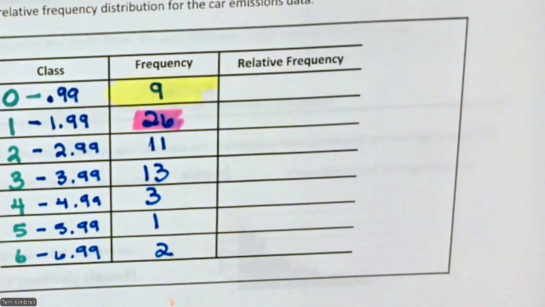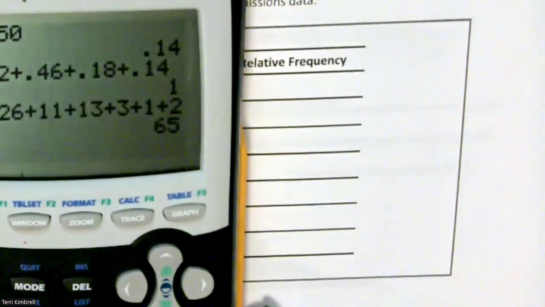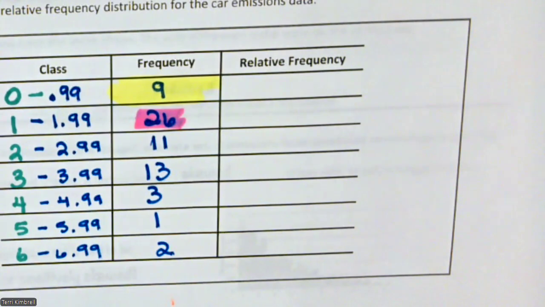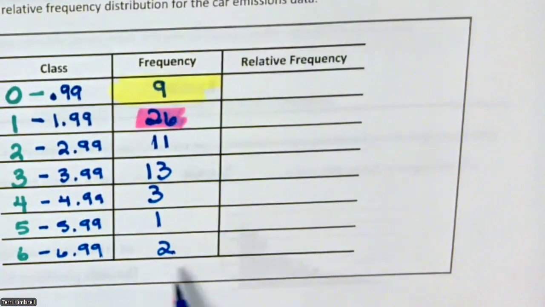Okay, once you get all your counts, what you want to do next is add them up, and make sure you haven't made a mistake and that it totals the 65. Okay, then it's going to ask you for relative frequency. So I'm going to go ahead and put the total of my frequency is 65.